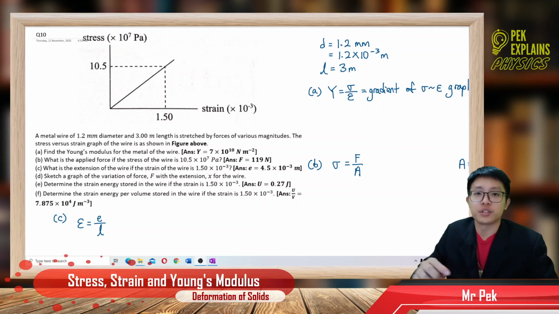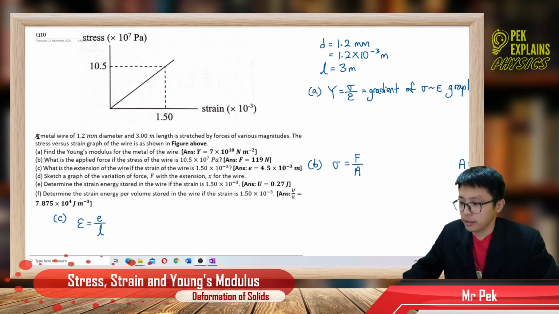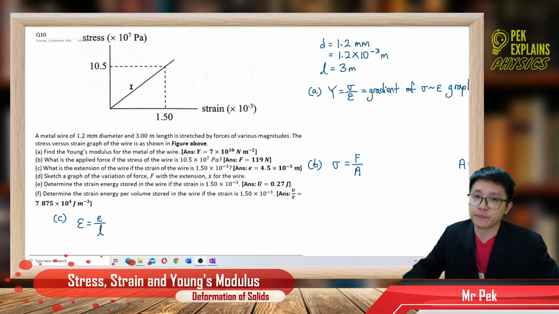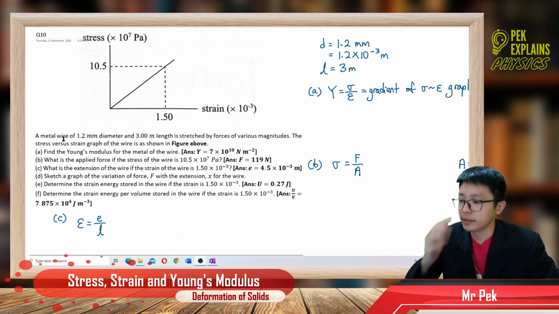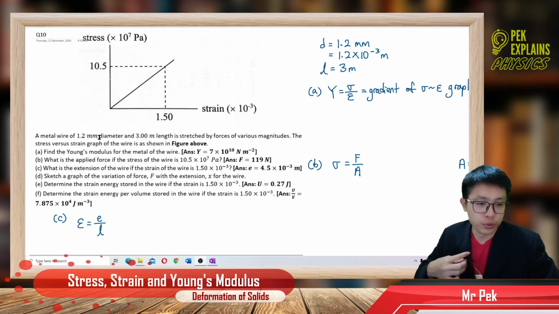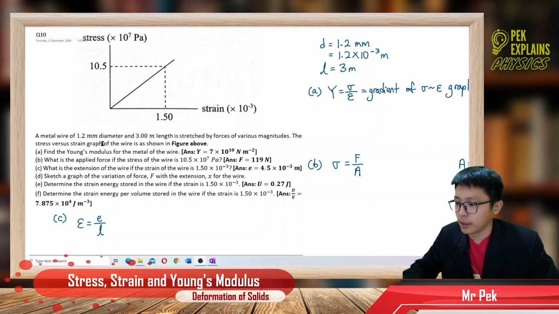Okay, welcome to question 10. This question is about a stress-strain graph. A metal wire of 1.2 millimeter diameter. Okay, this is millimeter; you need to change to meter later on. And 3-meter length. This gives you the original length.